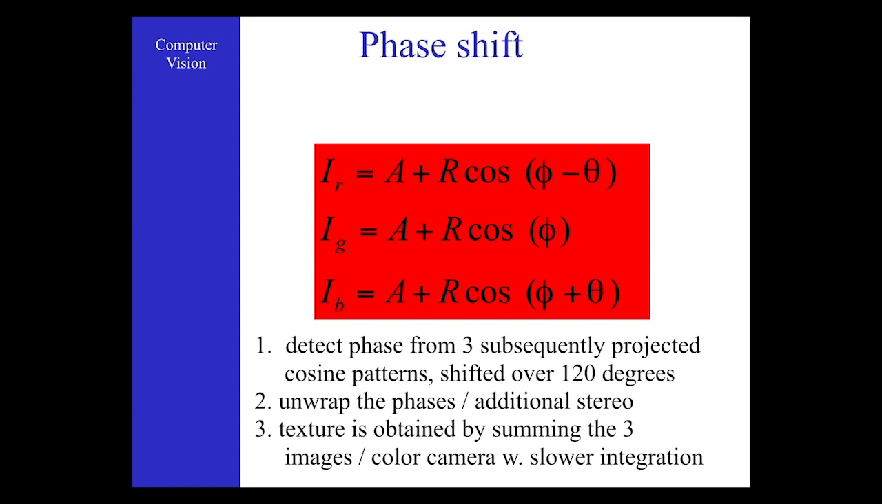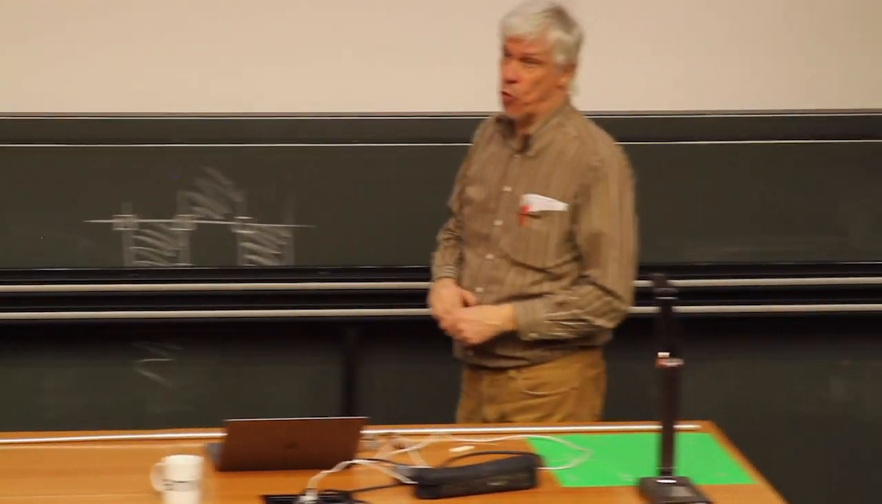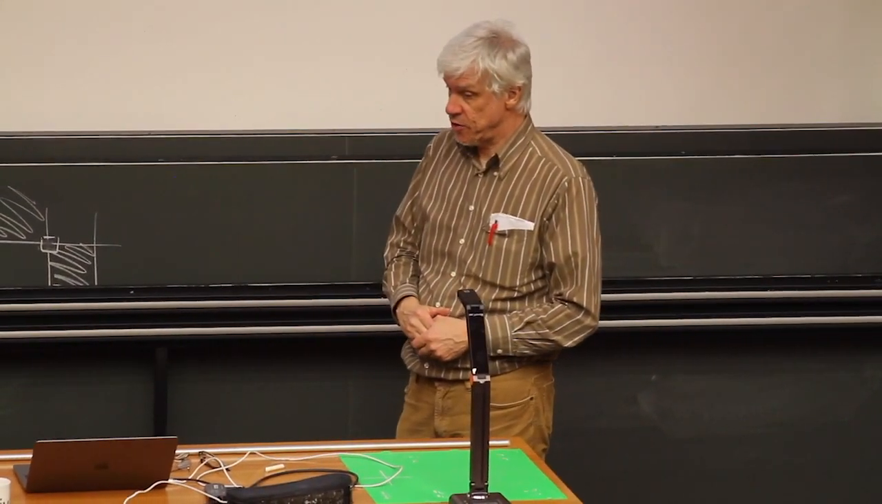A second thing is, if you sum all 3, I_R, I_G, and I_B, you just get a constant. And that's very interesting because we also want to measure the texture. So the slower camera, which integrates over all 3, gives you just the color image, the texture that we have to put back onto the scene if you don't want to only have 3D but also textured 3D surface.